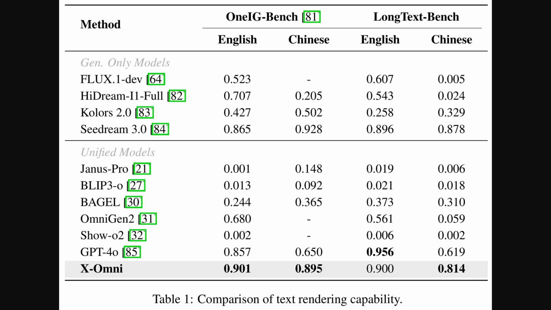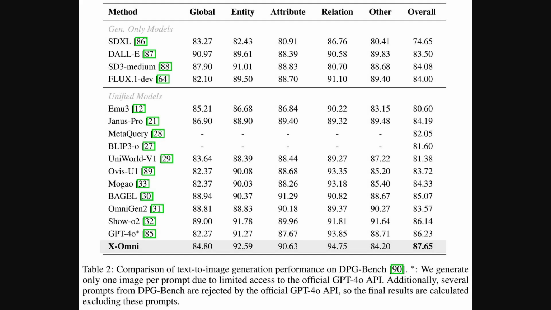Moving to the results, this table quantifies the performance of that architecture, focusing on its text rendering capabilities. The models are tested on two benchmarks, OneIG-Bench and a new, more challenging LongText-Bench, for both English and Chinese. These benchmarks measure accuracy using things like edit distance and word completion. As you can see, X-Omni achieves state-of-the-art results, outperforming other unified models like GPT-4o on OneIG-Bench. And on LongText-Bench, it really shines, especially for Chinese, where it beats every other model by a large margin.